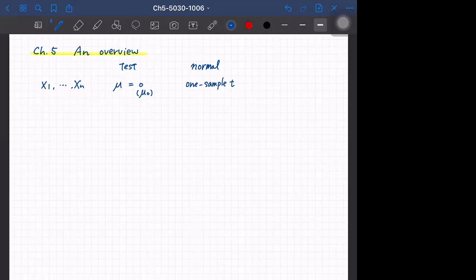So today, at first, we study this test under a more flexible setting. We don't really need any parametric distribution assumption. So it's called a non-parametric test. And the Wilcoxon signed rank test is discussed.